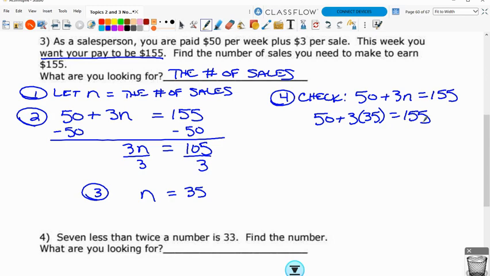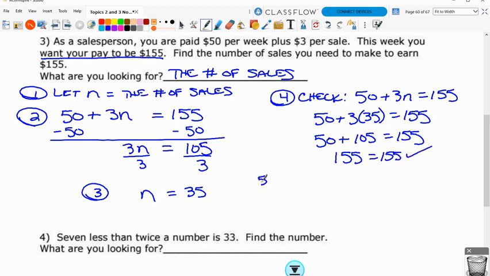3 times 35, well, that's 105. So we have 50 plus 105 equals 155. And then if we actually go ahead and do the addition, 50 plus 105 is 155. So 155 equals 155, and it checks.